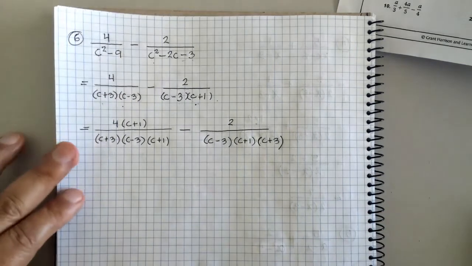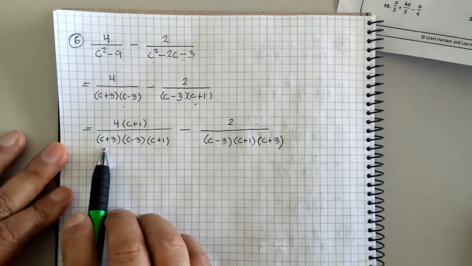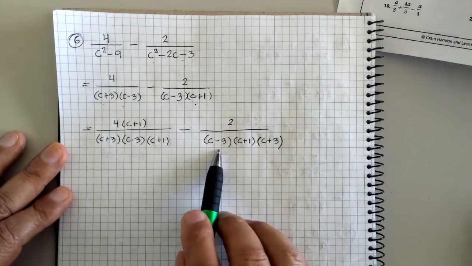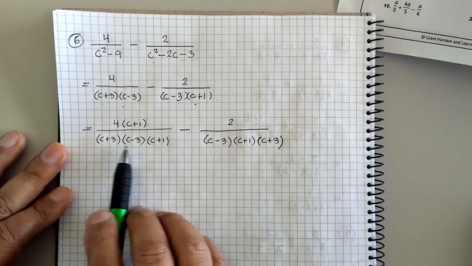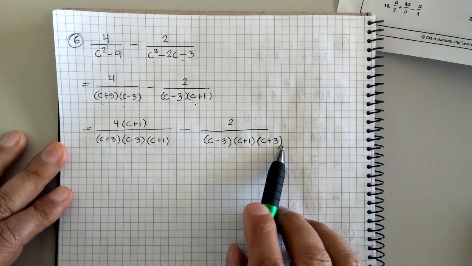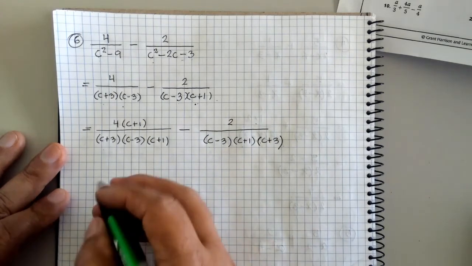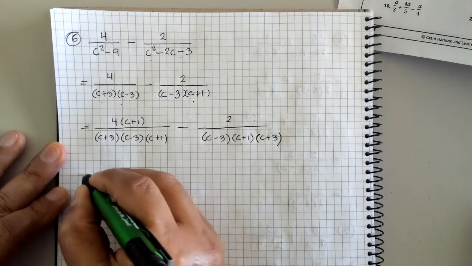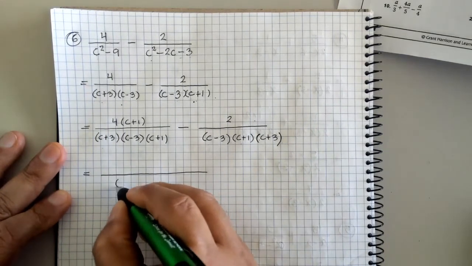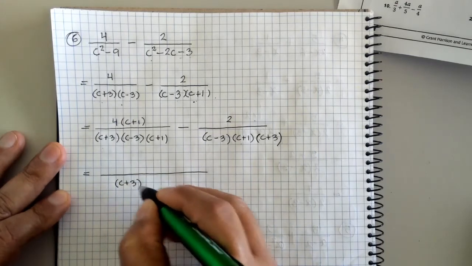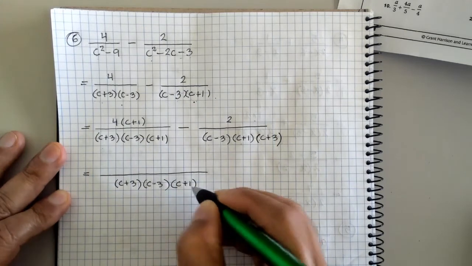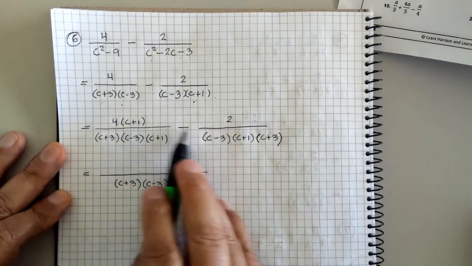All right, and then if you look carefully, then you're going to see that we have the same denominator, maybe in different order, but we still got c plus 3, c minus 3, c plus 1, which is what we have in here, in different order, but that doesn't matter. All right, and then we're going to keep the common denominator. Okay, and then we're going to take away this minus that.